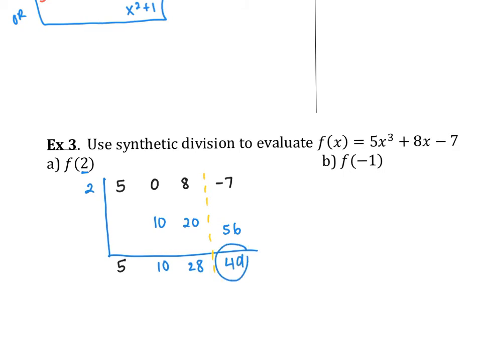This remainder here is also the answer when you evaluate f of 2. You would get 49. It's kind of a cool trick, especially if you don't have a calculator, or if using the calculator would be more work than this. I'm going to do the same thing one more time, and this time I'm going to evaluate f of negative 1.